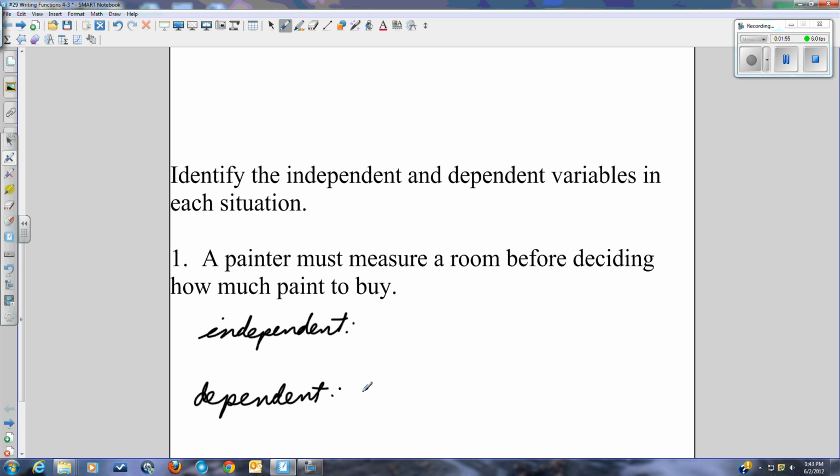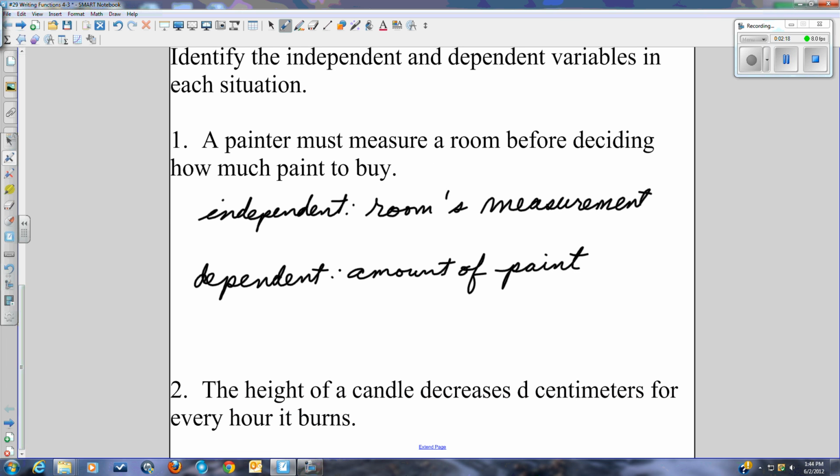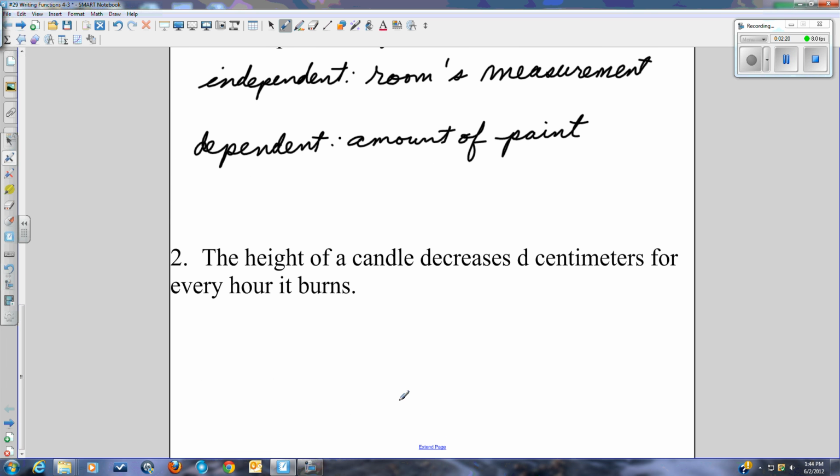So it's the amount of the paint that is the dependent variable, and it is the room's measurements, or the size of the room, that's independent. The room's measurements are what determines the amount of paint that's going to be bought. So let's take a look at this next one.